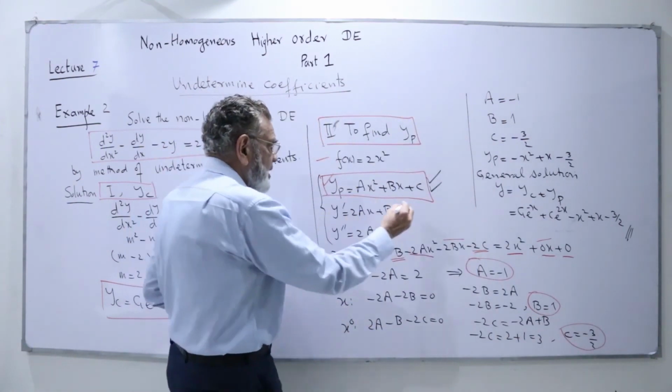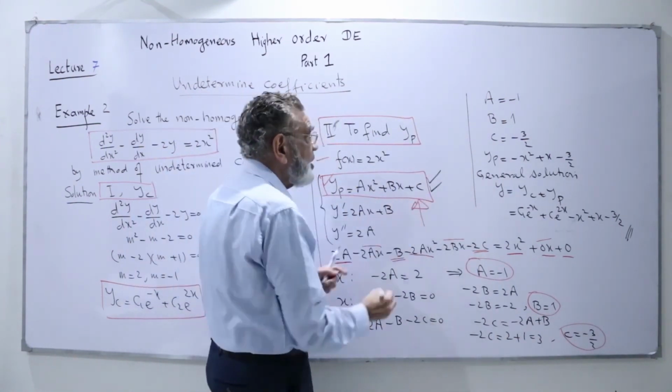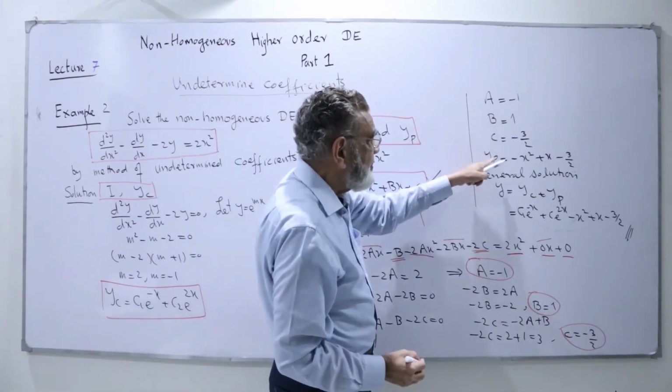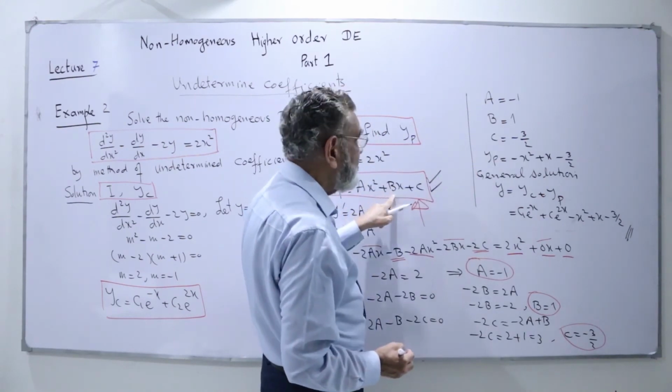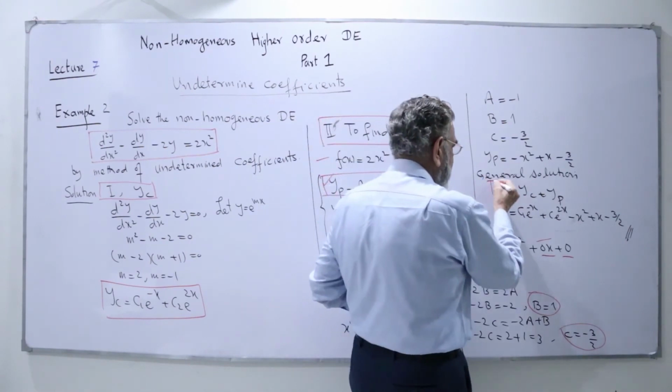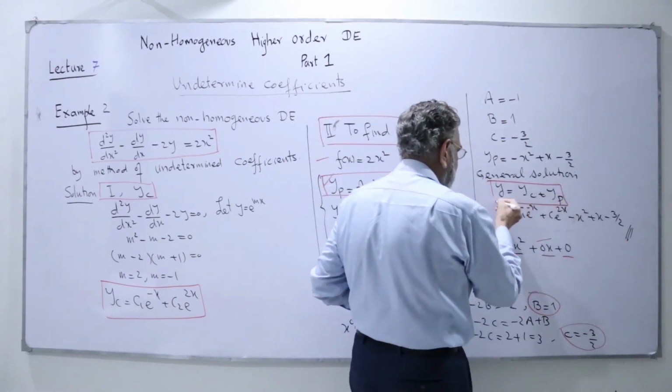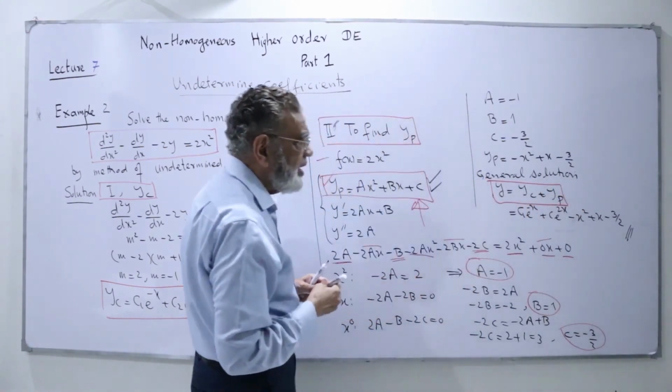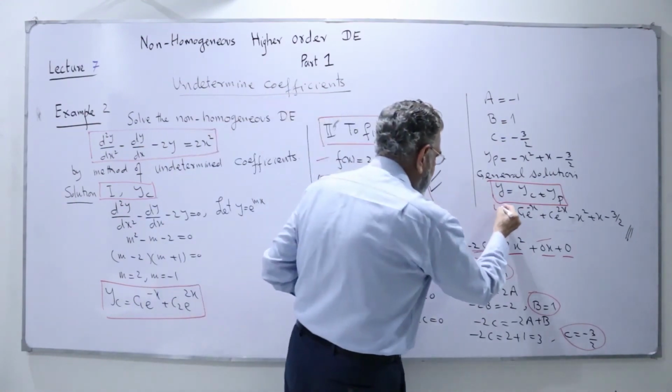We put the values in our equation for yp. So we get a, b, c, put in yp, a equal to minus 1, b is equal to 1, c is equal to minus 3 by 2. Then we write our general solution. Our general solution is the combination of yc and yp, and this is my y, the general solution.